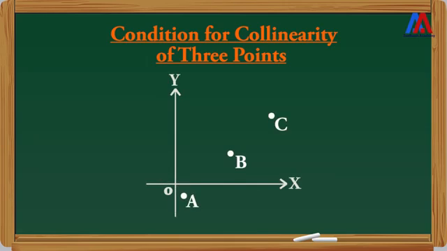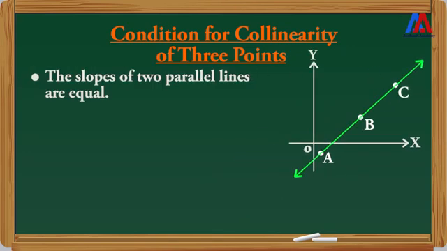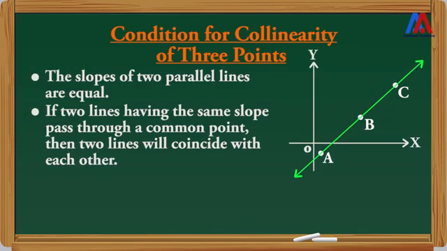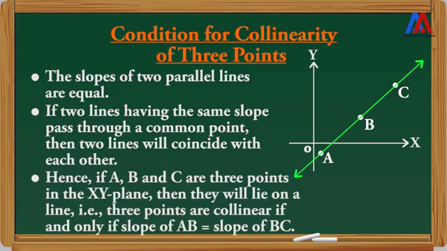Now we will find out the condition for collinearity of 3 points. Suppose there are 3 points which are given, then the 3 points will be on the same line if their gradients are the same. The slopes of two parallel lines are equal, and two lines having the same slope and passing through a common point will coincide with each other. And therefore, if A, B and C are 3 points in the xy plane, then they are collinear if and only if the slope of AB is equal to the slope of BC, as shown in the figure. Let us now solve some problems to understand the concept better.